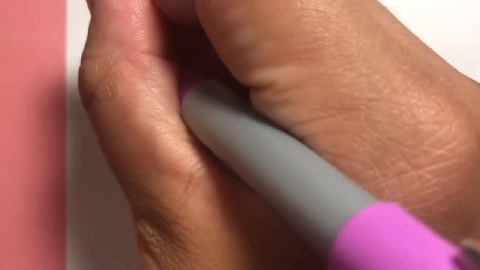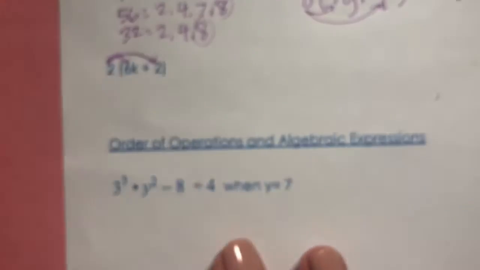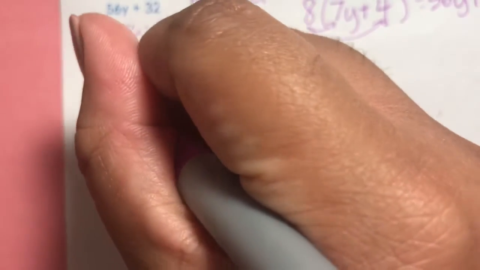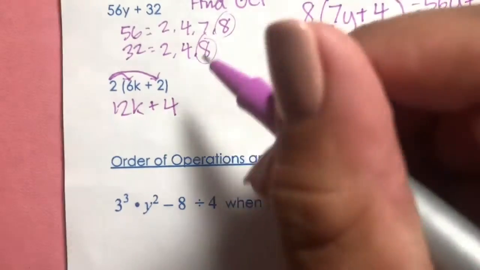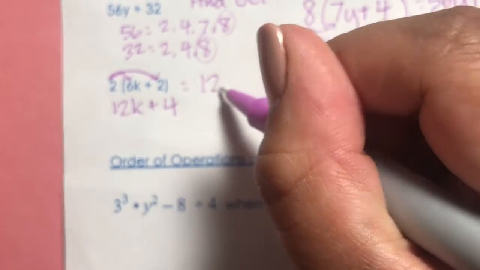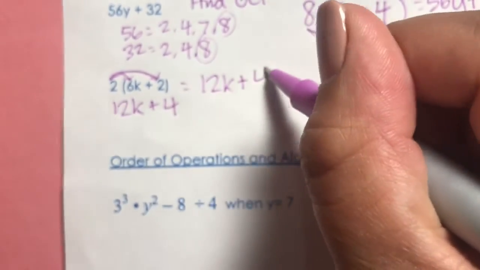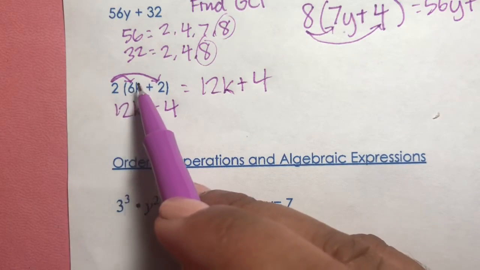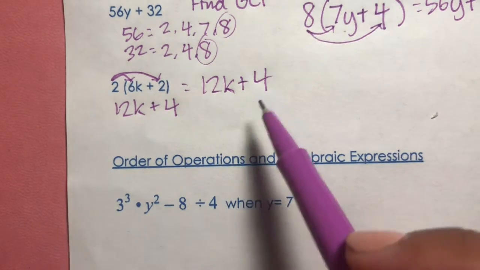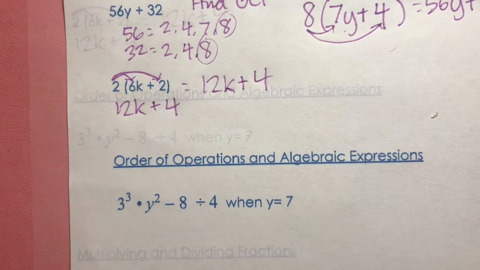So 2 times 6k, so I'm just going to draw arrows here so you can see what I'm doing. 2 times 6k is going to be 12k, and 2 times 2 is going to be 4. So we just put 12k plus 4, and that is the equivalent expression to 2 times 6k plus 2, and that's our equivalent expression.